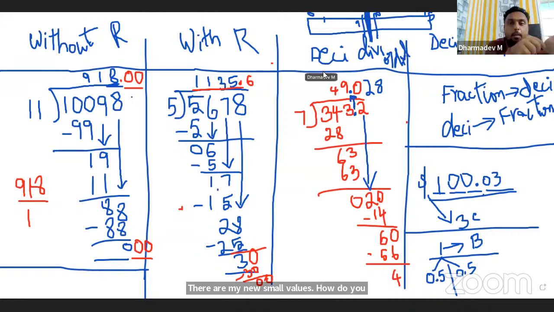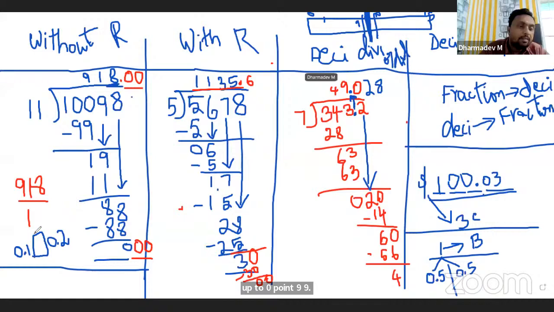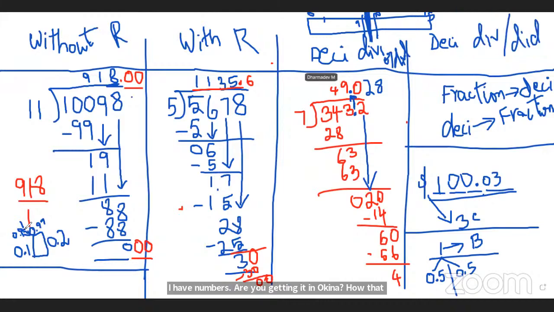Are you getting it? 0.1 and 0.2. Do I have anything in between 0.1 and 0.2? Yes, 0.01, 0.02, 0.03, 0.04, 0.05, 0.06, and it goes up to 0.99. So in between these two numbers, I have nearly 99 numbers, from 0.01 to 0.99. Are you getting it now, Karina? How the decimal works? Yes, I get it now, sir.